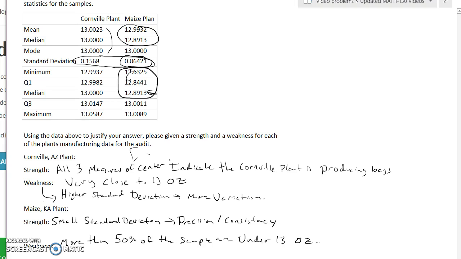So this is just an example of how we can use these basic measures of data to start to point out differences between two sets, even if we don't have the raw data itself. This gets to some of the deeper critical thinking that we want you doing in this class.